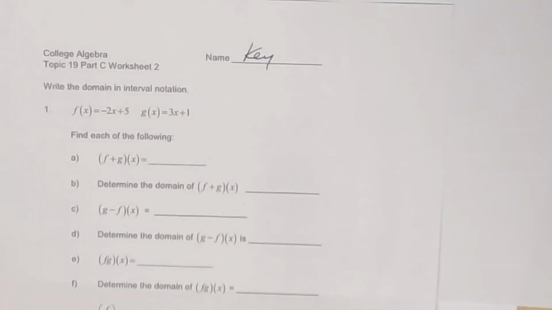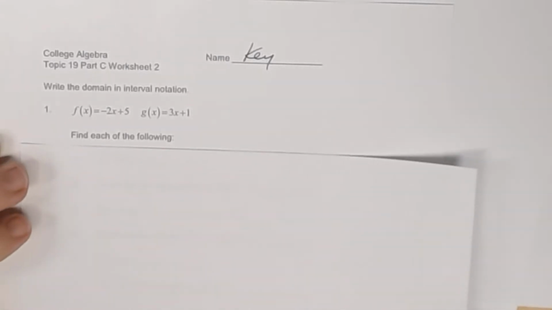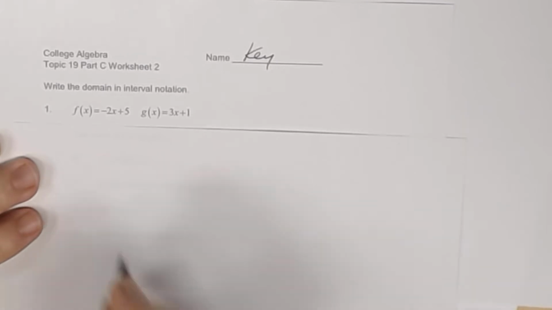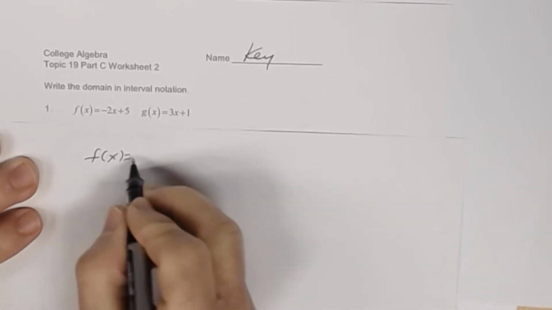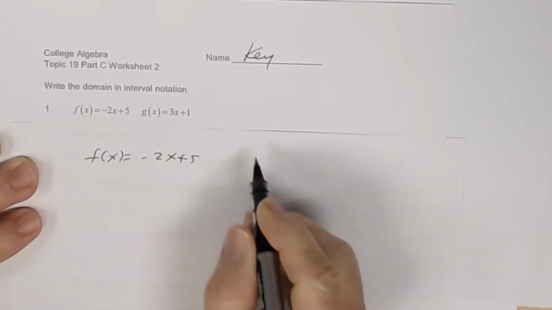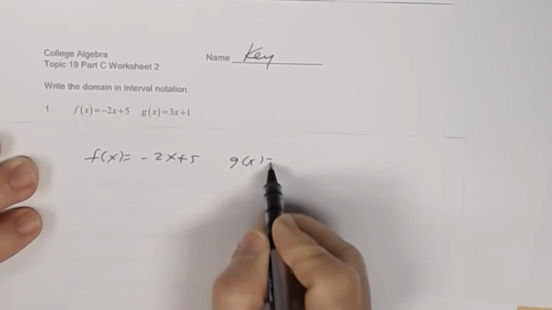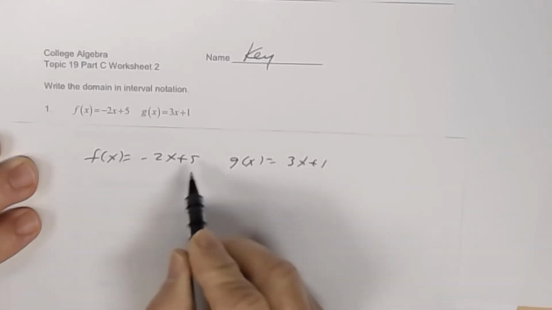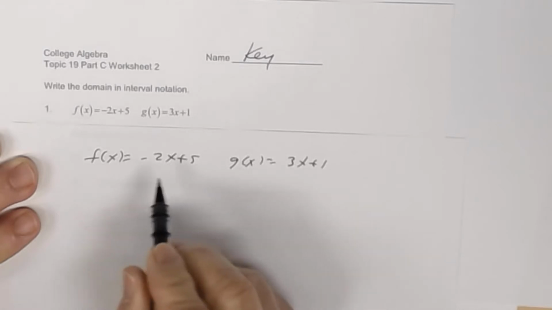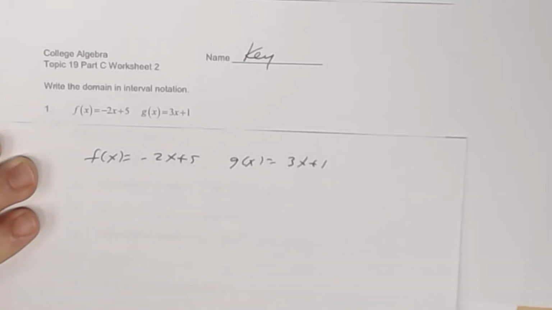All right, so this is the key to topic 19, part C, and that's worksheet 2. In number 1, you're given two functions, f of x, which is equal to negative 2x plus 5, and g of x, which is 3x plus 1. Again, notice those are two linear functions.